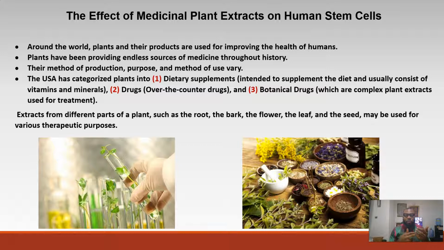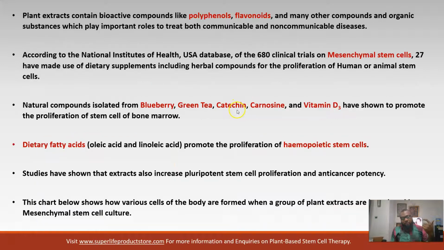They have the dietary supplements, which are used to supplement the diet and usually consist of vitamins and minerals. We have drugs, which we can get over the counter. Then we have botanical drugs, which are complex plant extracts used for treatment. And then these extracts from different parts of the plant, such as the roots, the flower, the leaf, the seed, the bark, can be used for various therapeutic purposes, healing of diseases in the body.